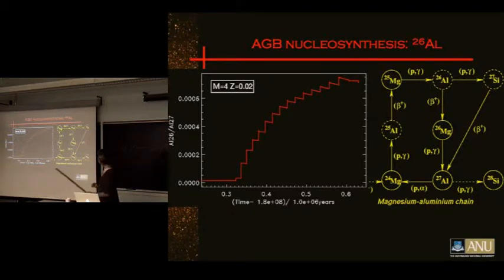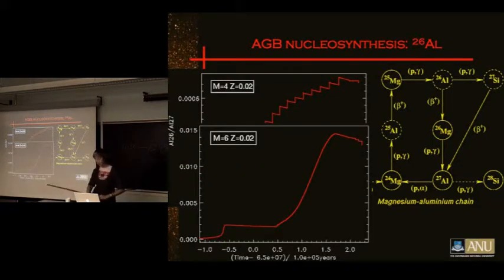Just to show, this results from a 4 solar mass model showing the 26 to 27 ratio, and this time scale is just during the AGB again. The ratio reaches about 6 times 10 to the minus 4. But if we move to a 6 solar mass model, where the temperature at the base of the envelope is much higher, we reach a ratio that's 2 orders of magnitude higher, 1.5 times 10 to the minus 2. That's one of the reasons why we're interested in these more massive AGB stars, which is different to Wasserberg. He looked at the 1 to 3 solar mass range.